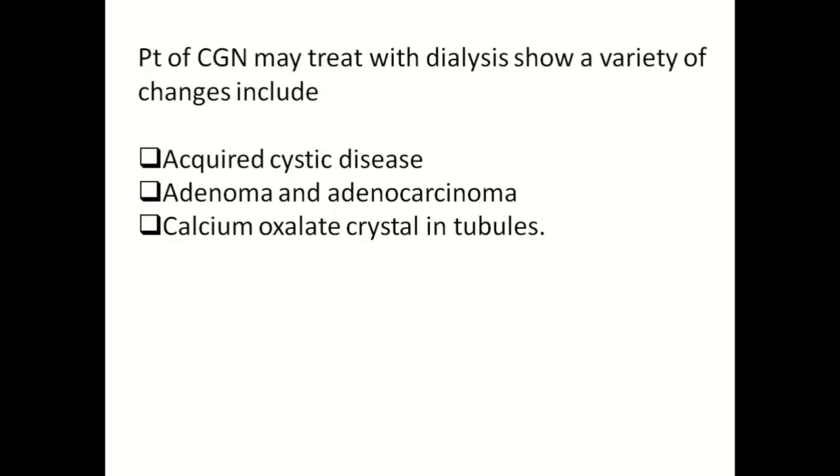A patient of chronic glomerulonephritis may be treated with dialysis, and the changes associated with dialysis are acquired cystic disease. Patients of chronic glomerulonephritis, because of dialysis, may develop adenoma and adenocarcinoma, and calcium oxalate crystals may appear in the tubules. So these are the changes which occur in chronic glomerulonephritis because of frequent dialysis.